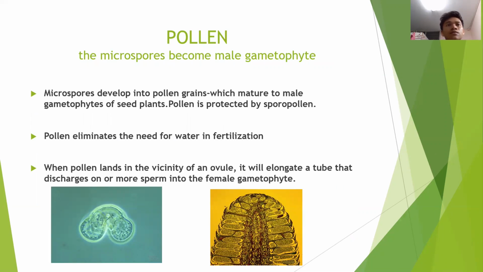Pollen. The microspores become the male gametophyte. Microspores develop into pollen grains, which mature into the male gametophyte of seed plants. Pollen is protected by sporopollenin. Pollen eliminates the need for water in fertilization. When pollen lands in the vicinity of an ovule, it will elongate a tube that discharges sperm into the female gametophyte.